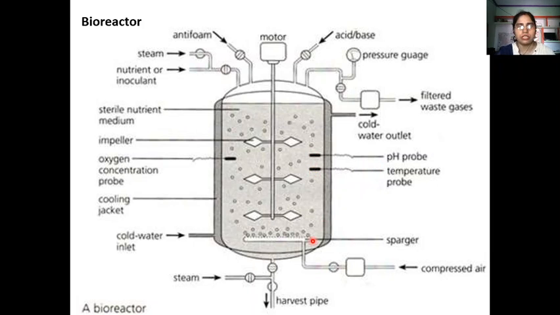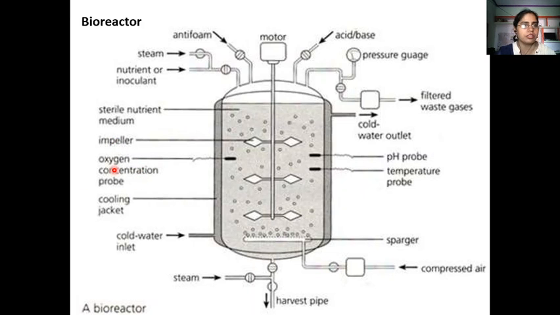And this is the sparger that is used for mixing. Here, at the base, you can see it. It's a sparger, and compressed oxygen is passed through that path and sparged by the sparger into the medium, and that is mixed by the impeller. So here is the oxygen probe.